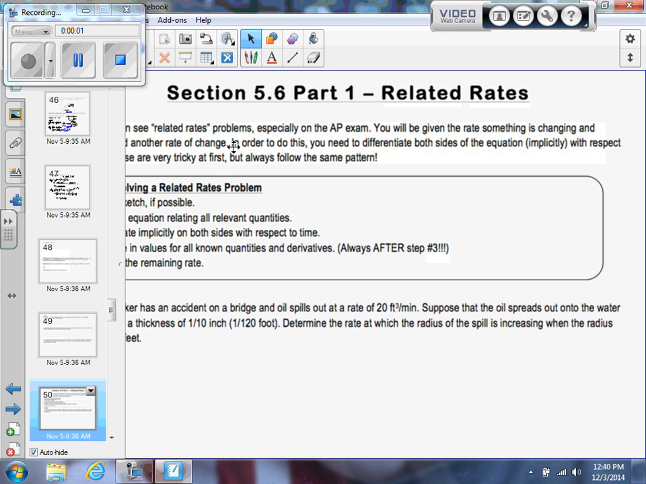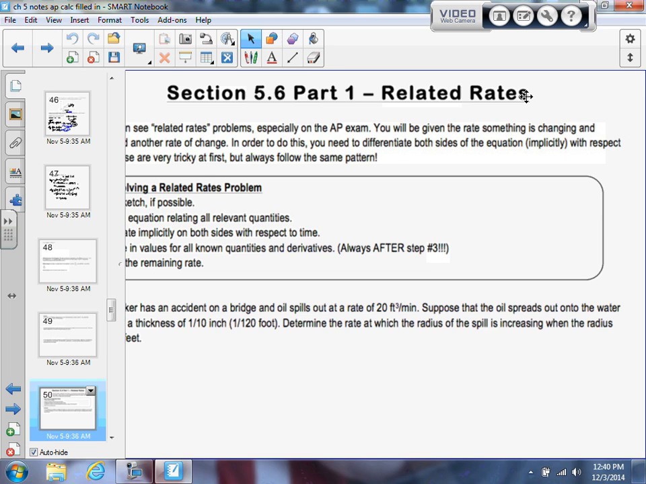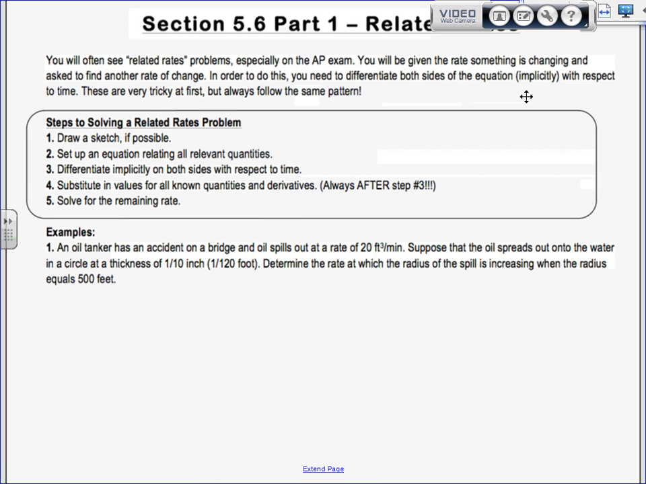Part one. I broke it into a couple parts. It's on related rates. So this is a really, really important concept on the AP exam. There is always one free response question on related rates, so you have to know this. So it's involving story problems. I know that's your fave.